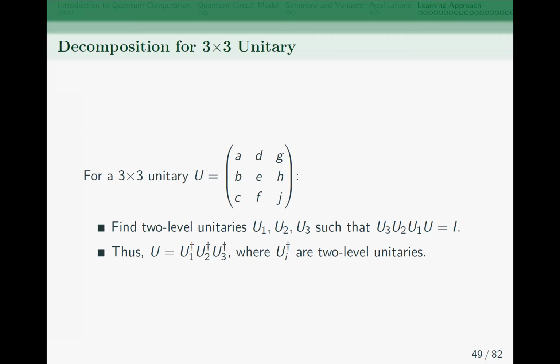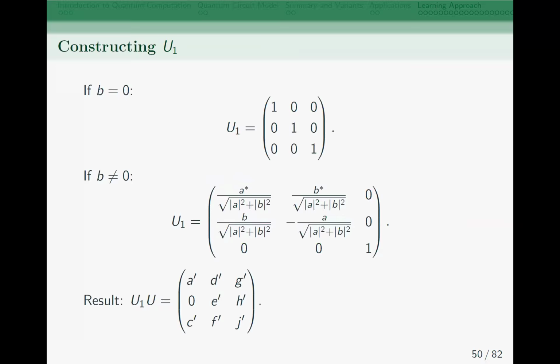So there are two cases. The first case is B is 0. If B is 0, then let's say I pick U1 to be identity. If B is not 0, then I pick U1 to be this.